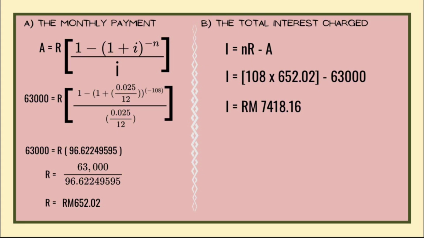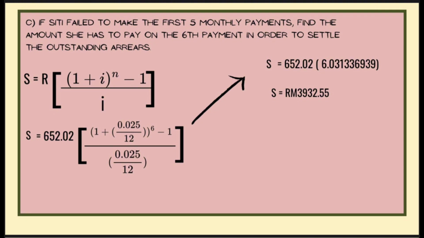Next, B, the total interest charge. So the formula that we can use is I is equal to NR minus A. Because we already knew all the information, we just need to put all the information in the formula. So N is 108, which is 9 multiplied by 12, and then R is 652 ringgit and 2 cents, minus A is 63,000, so we will get I is equal to 7,480 ringgit 16 cents.